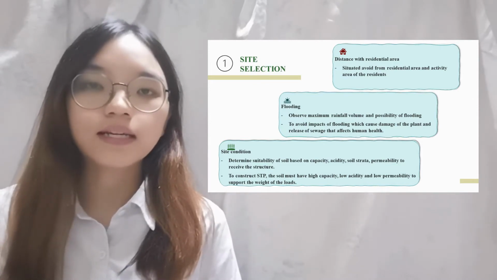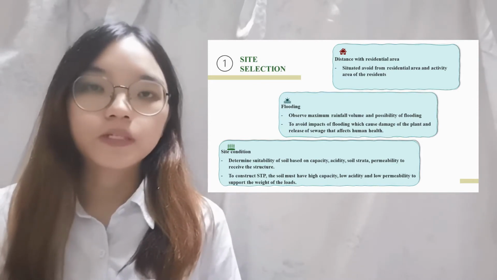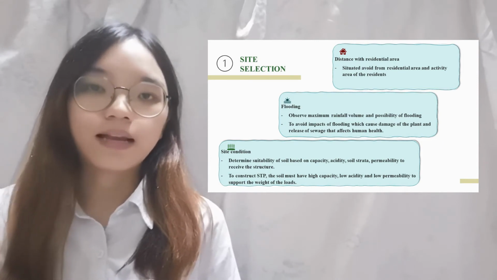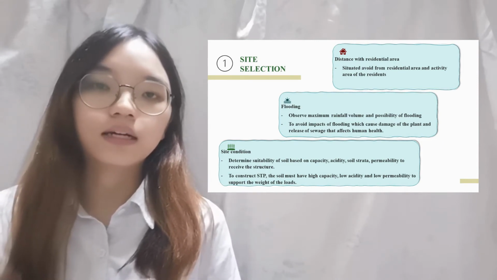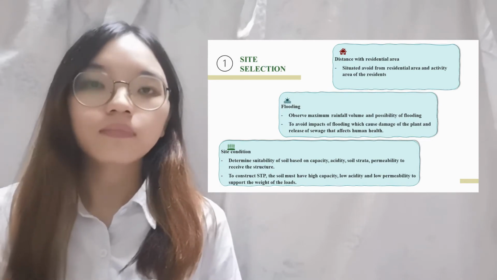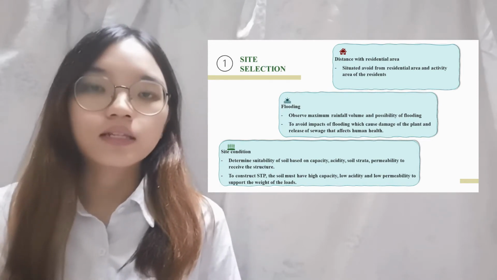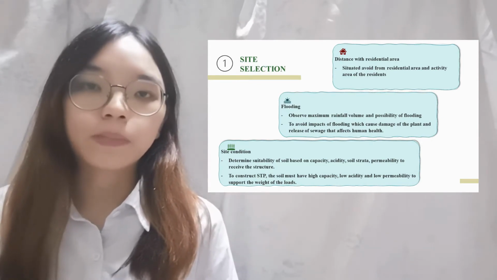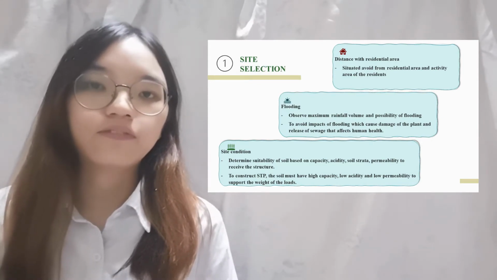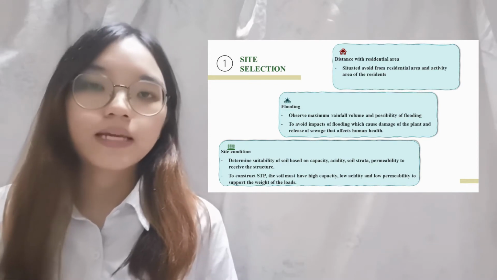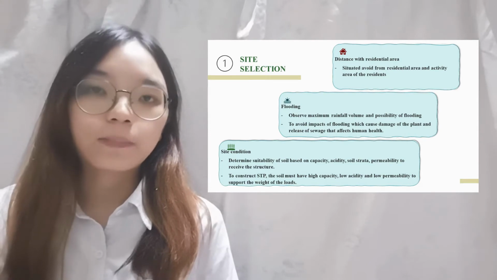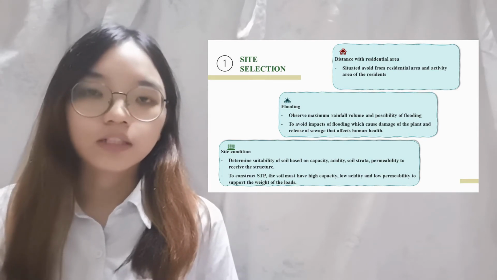The second factor is flooding. The site should be observed with regard to the peak rainfall volume and the possibility of flooding, to avoid flooding occurring at the site. The third factor is soil condition. The site to construct the sewage treatment plants can be determined by identifying the soil conditions based on acidity, soil strata, permeability, and capacity to receive the structures.